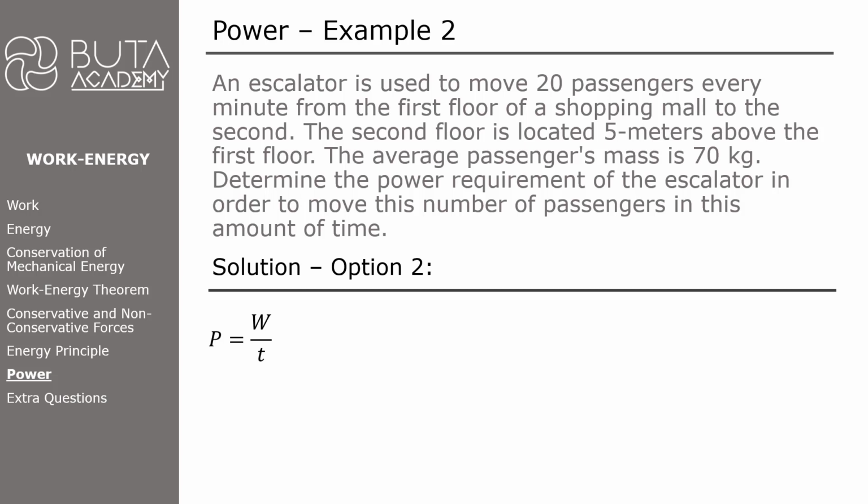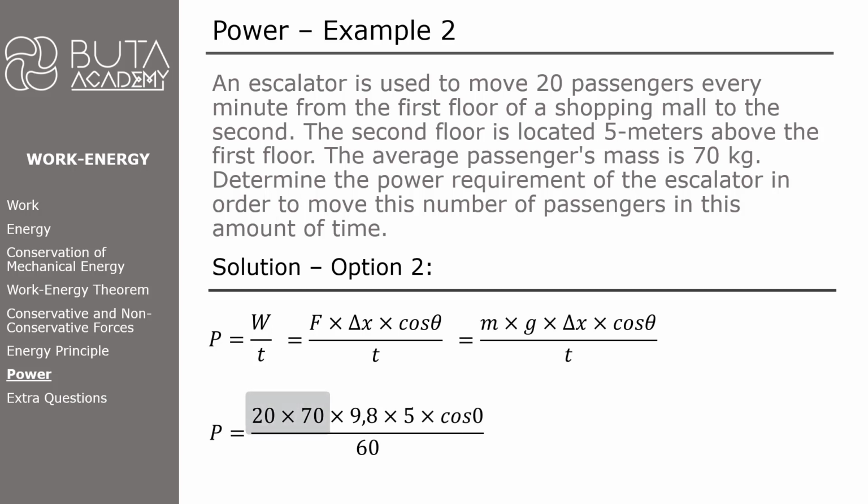Now let's solve the question by using the formula power is equal to work over time. Work itself is equal to force times displacement times cosine theta. As the escalator is doing work against gravity, its magnitude is equal to the force of gravity. Mass is 20 times 70, gravitational acceleration is 9.8 meters per second squared, displacement is 5 meters, and the angle is equal to 0, as the escalator tries to lift people up, and the direction of the displacement is upwards as well. Time is equal to 60 seconds. Power is equal to 11,433 watts.